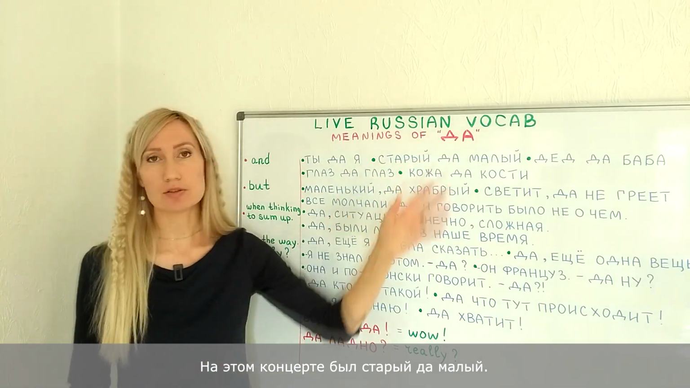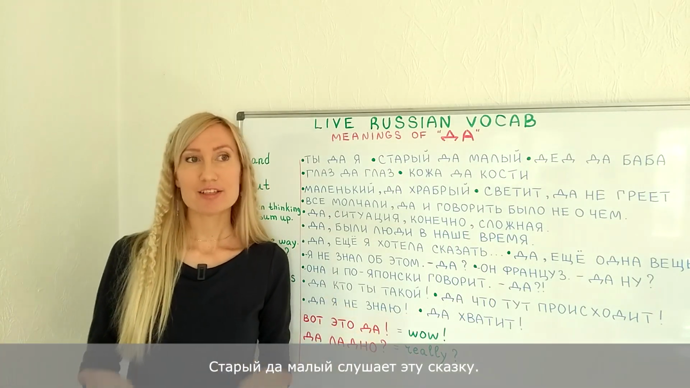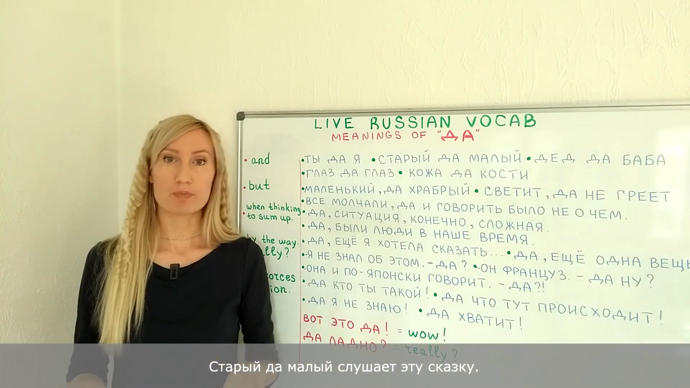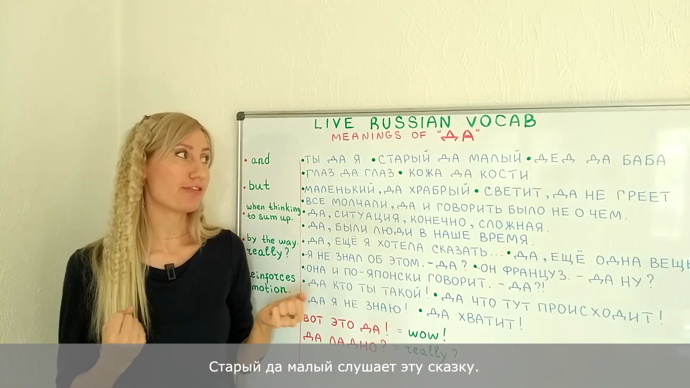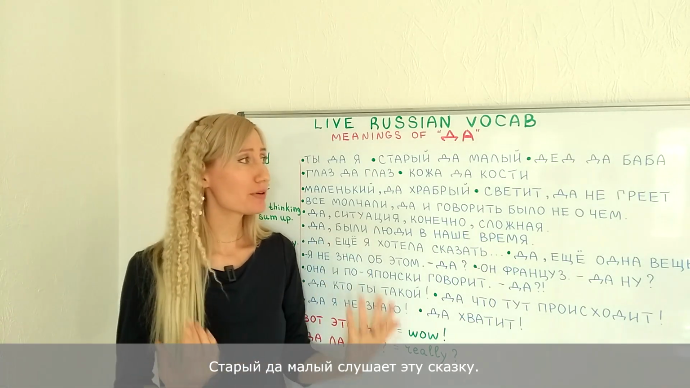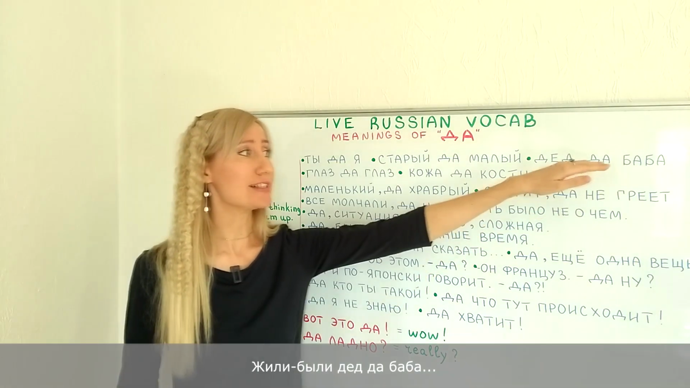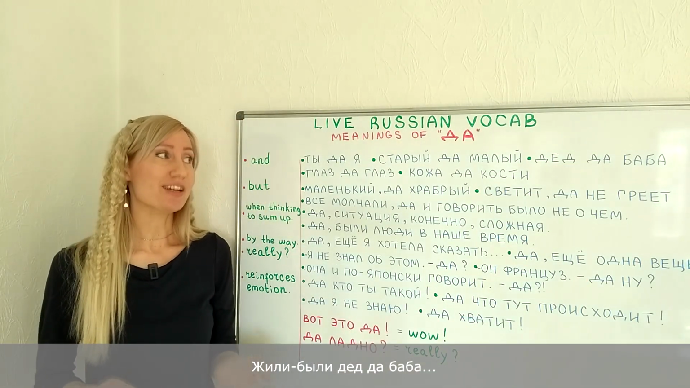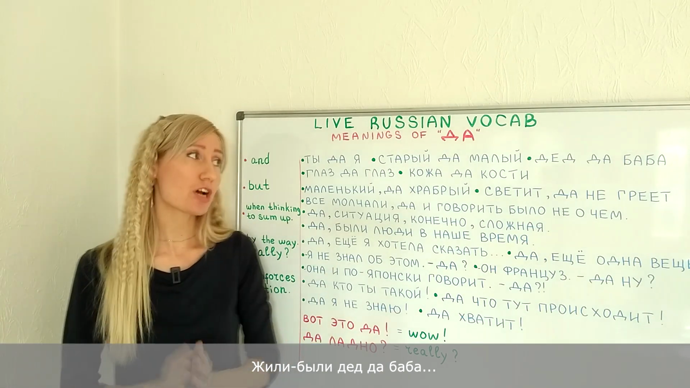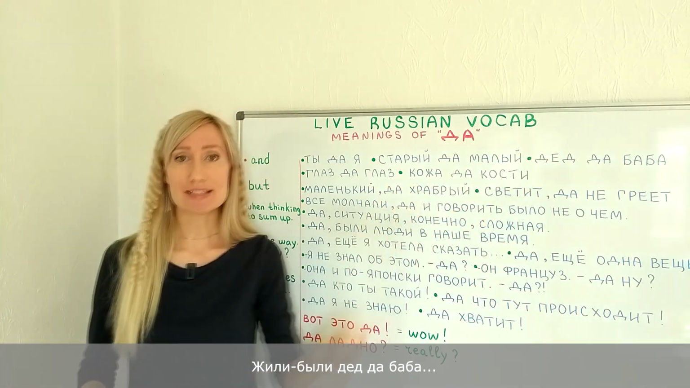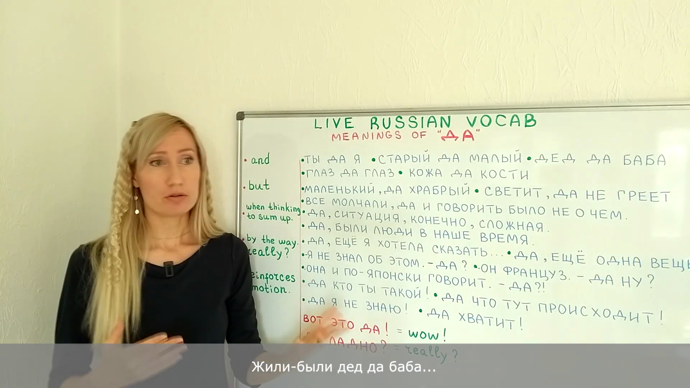We use it like this in the singular: старый да малый слушает эту сказку. Older people and younger people listen to this fairy tale. Or the famous beginning of Russian fairy tales. Дед да баба. Жили-были дед да баба. It's like once upon a time, but in Russian we say жили-были дед да баба. Grandpa and grandma were living.